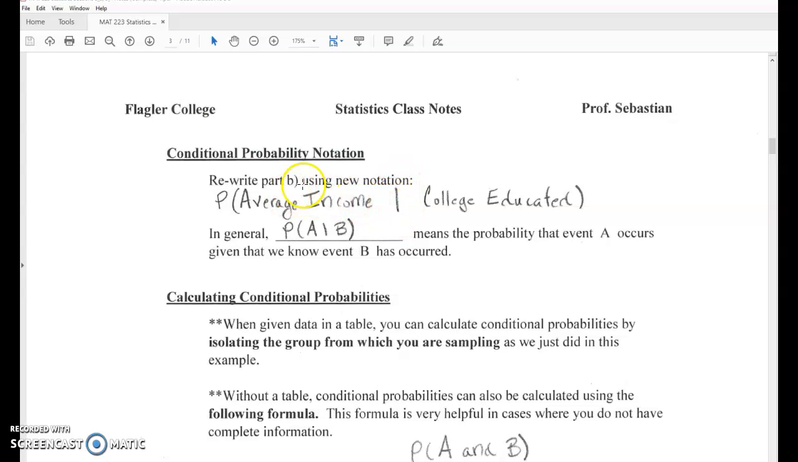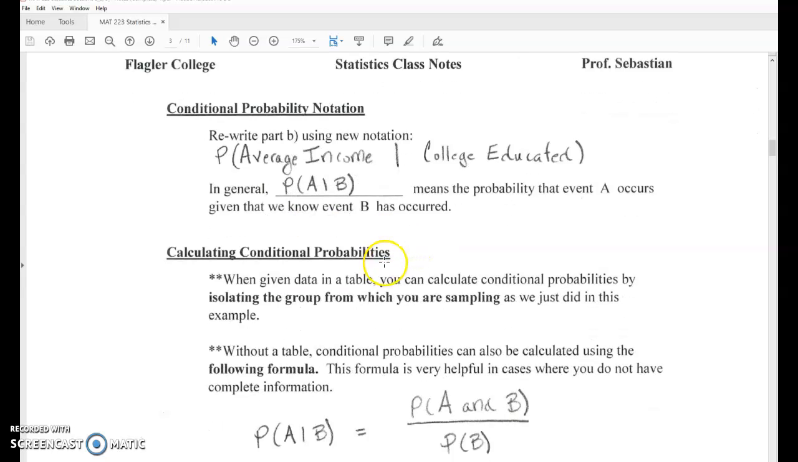So for example, rewriting part B on the previous page, the probability of having an average income given that we know the person is college educated. Okay, so this vertical line is a way of saying "given that," a shorthand notation. So in general, probability of A given B, we quickly say "A given B." So what's the probability of event A occurring given that we know B occurred? The probability that event A occurs given that we know event B has occurred.